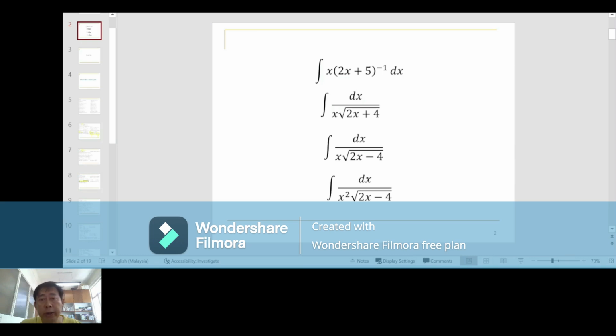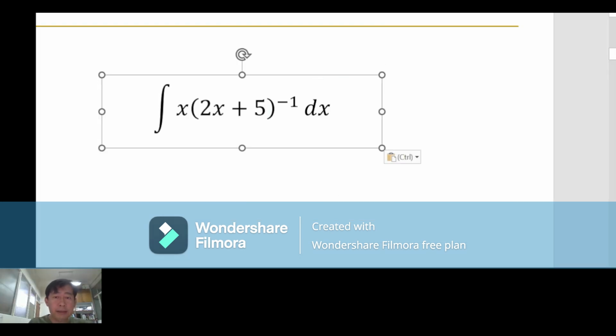In this video, we are going to demonstrate the integration of four integrand functions shown on the screen by using the integral table. Let us look at the first example of how to apply the integral table to solve the integrations seen on the screen.